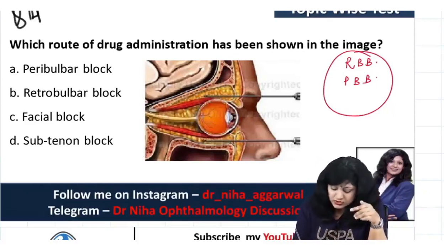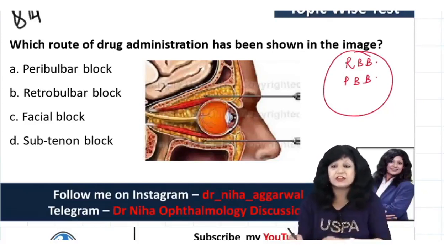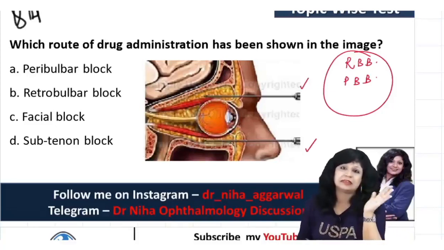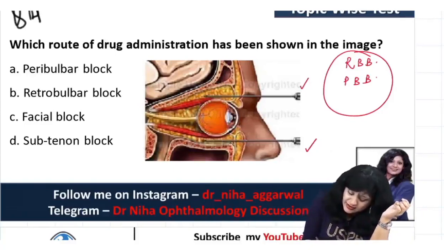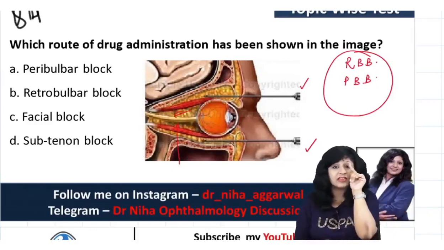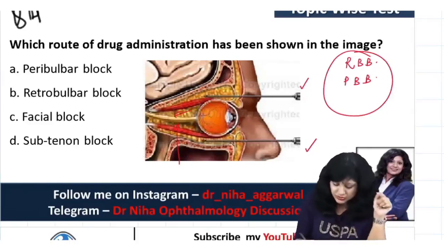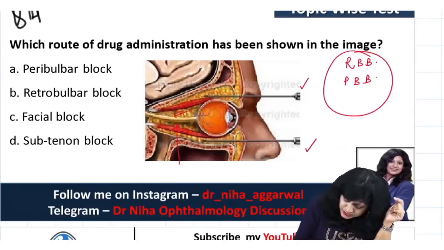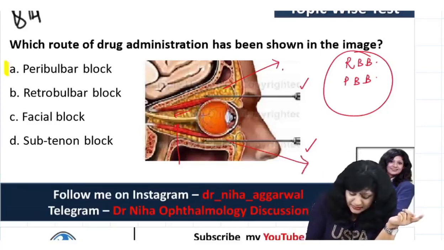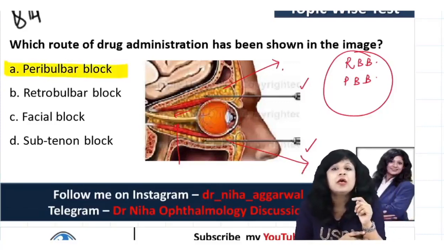So what you are doing, they are showing two needles. First of all, two needles are always there in the peribulbar block. In the retrobulbar block, you are giving only inside this muscle cone, so there you are giving just one injection. Here, can you see, we are giving in the peribulbar space in the outer area. This is your cone, so this is your upper peribulbar space and this is your lower peribulbar space. So obviously this is a case of peribulbar block, not the retrobulbar block.